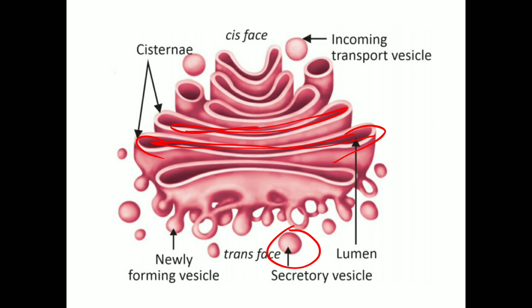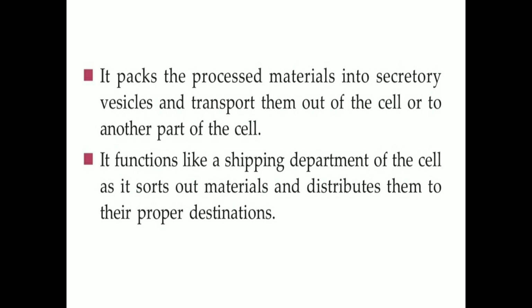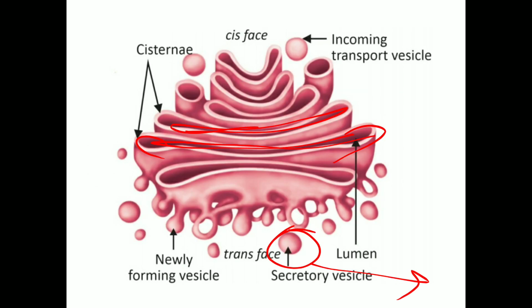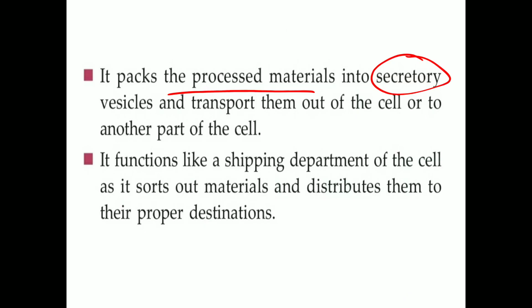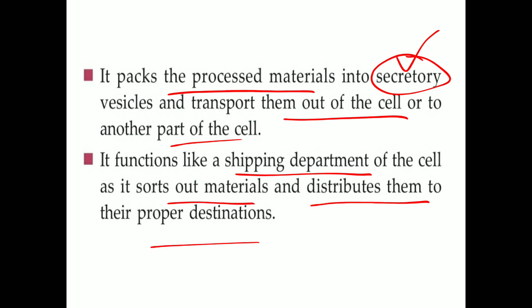You can see that here they form a secretory vesicle and they are being transported to different parts of the cell. So it packs the processed materials into secretory vesicles, and they transport them out of the cell or into other parts of the cell. It functions like a shipping department, which ships substances packed in secretory vesicles from one part of the cell to another, or from one cell to another cell, and it sorts the materials and distributes them to proper destinations.